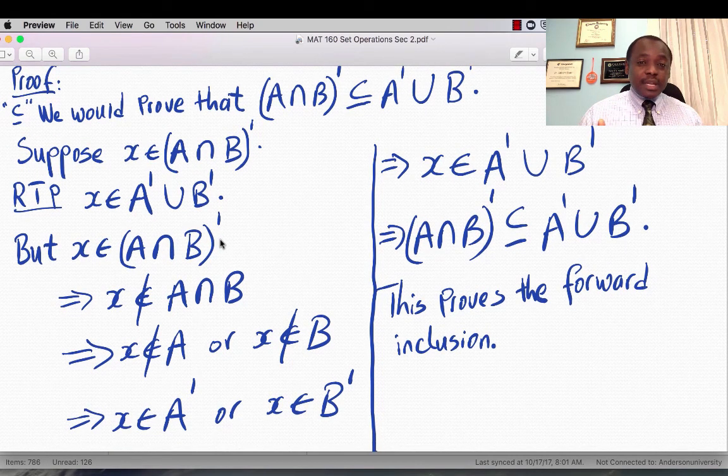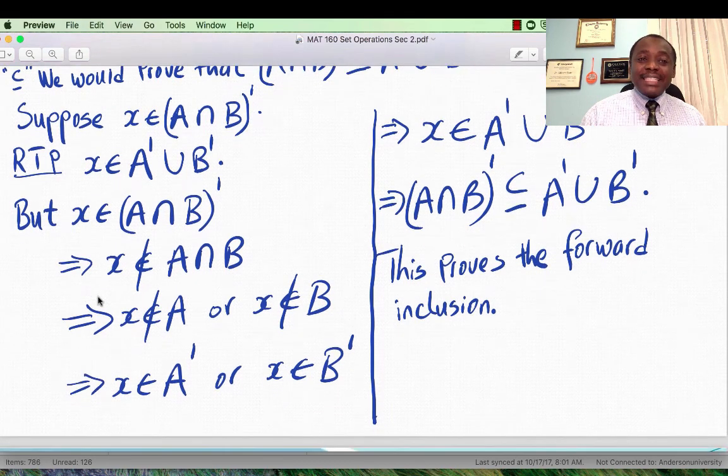You don't skip a step, you don't cheat. You use definitions, axioms, proven theorems, and other identities you already know until you arrive at the conclusion. And the conclusion has to be that X is an element of A prime union B prime. So X is an element of (A intersection B) prime. What does this mean by definition? It means X is not an element of A intersection B.